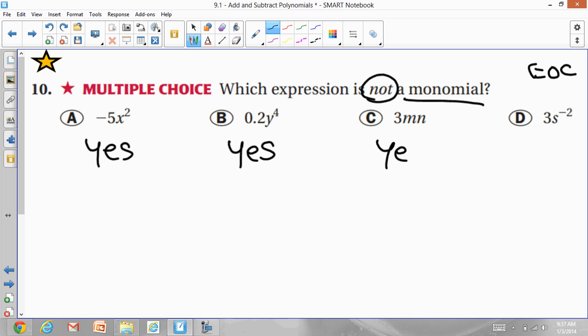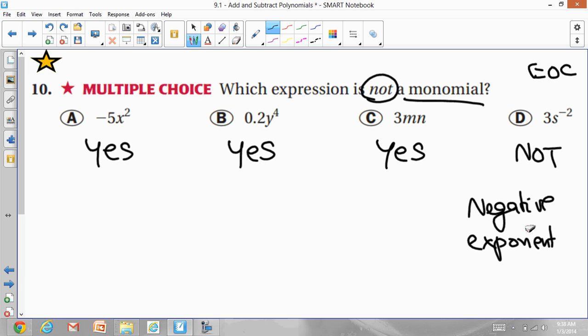B is a monomial because you're just multiplying and the exponent is positive. C is a monomial because you're just multiplying, it's a product. 3 multiplies a variable, it's allowed. D is not a monomial because you have a negative exponent. The variable has a negative exponent, which is not allowed. So the question is asking which is not a monomial, and the answer is D.